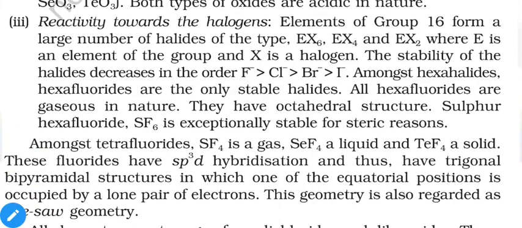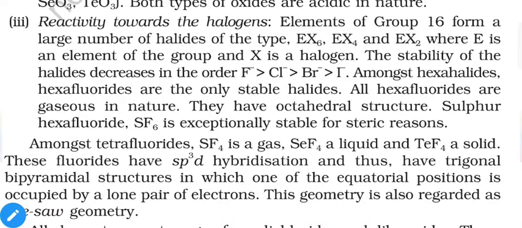Next is reactivity towards the halogens. Elements of group 16 form a large number of halides of type EX6, EX4 and EX2, where E is an element of the group and X is the halogen. Now oxygen, as mentioned earlier, has limitation. It forms only 2 bonds and rarely exceeds it. So here E represents elements except oxygen.